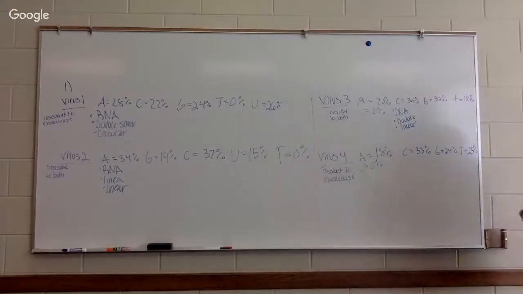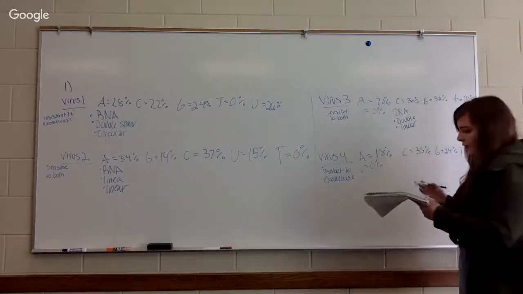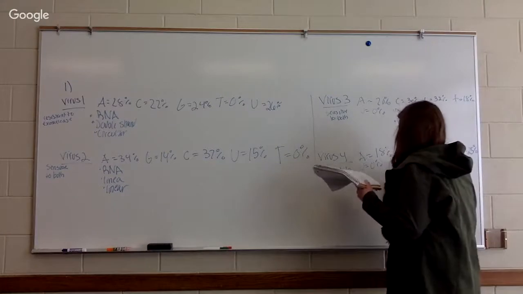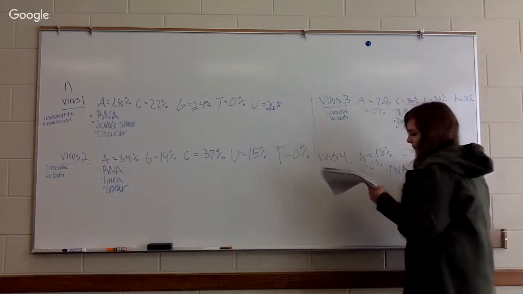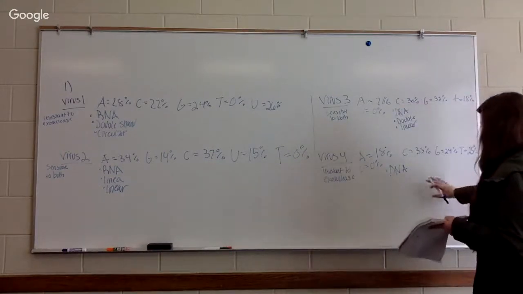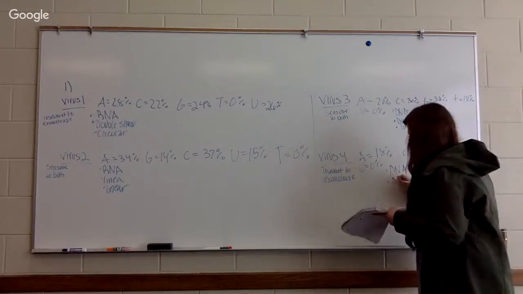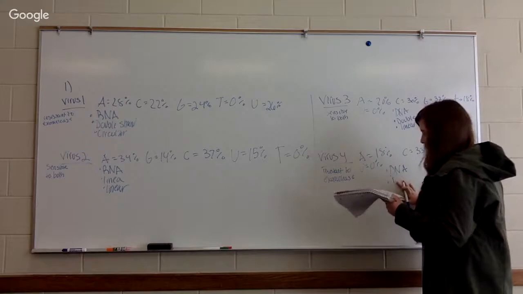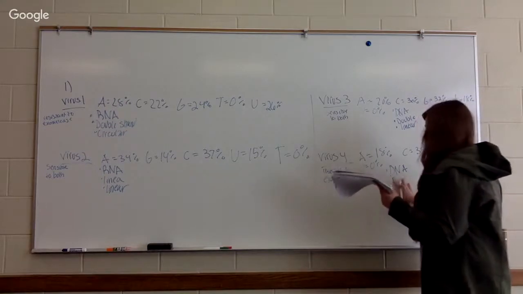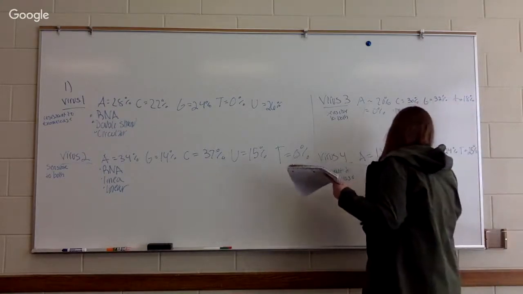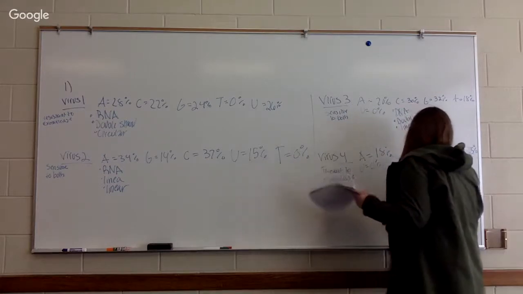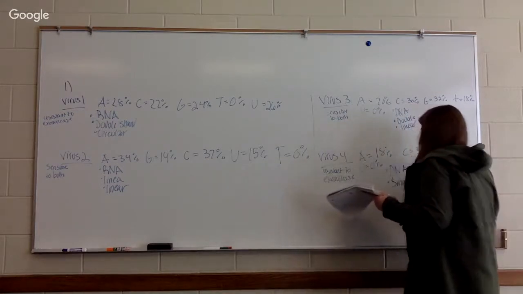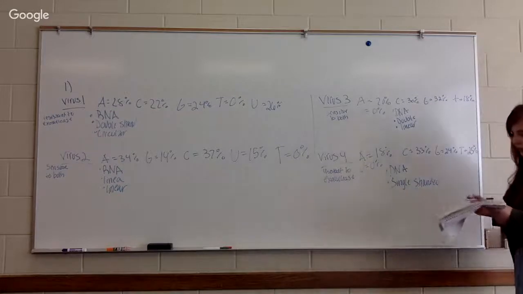And virus 4, it's 18% for A, C 33, G 24, and T 25, with U being 0. So it's going to be DNA. And the percentages are not similar to each other, so it's going to be single-stranded, sorry, that's what I meant. And it is resistant to exonuclease, so it's circular.